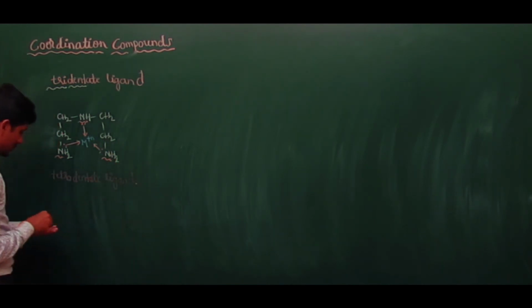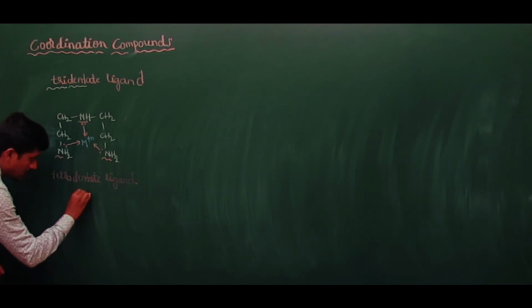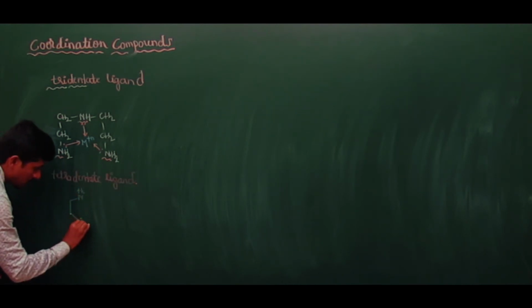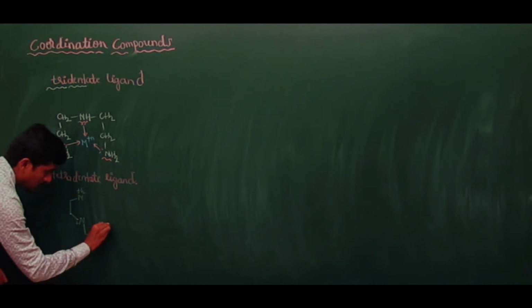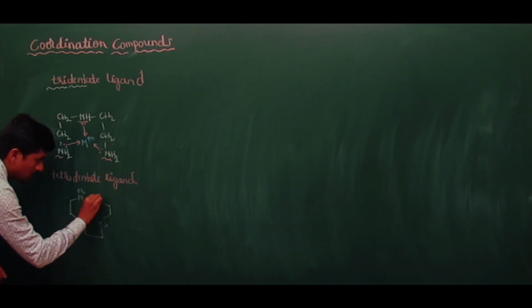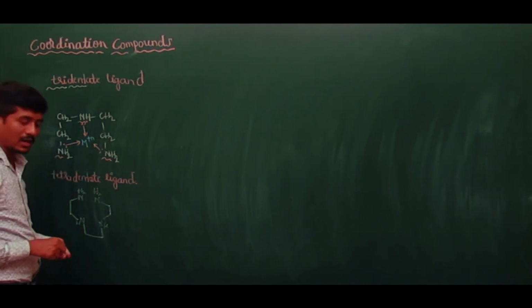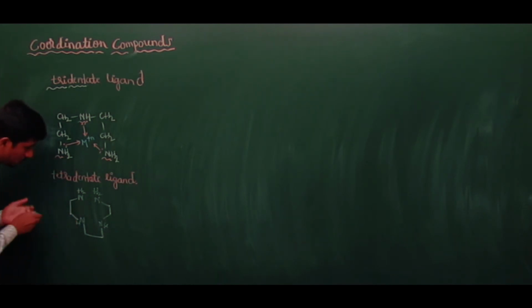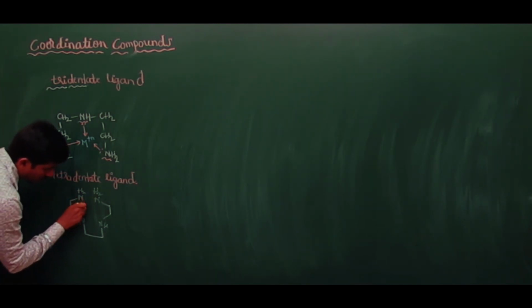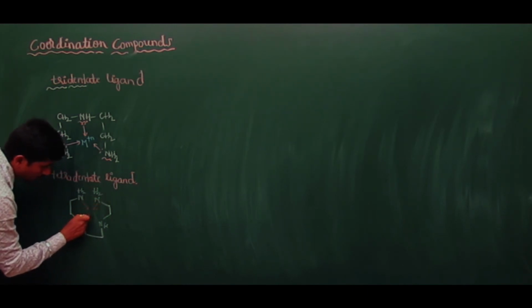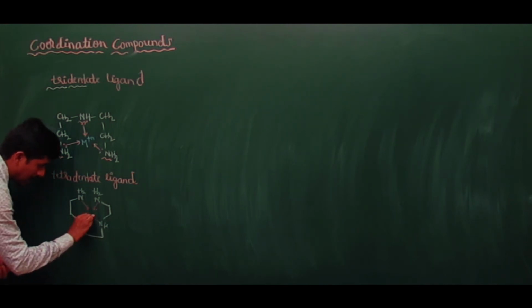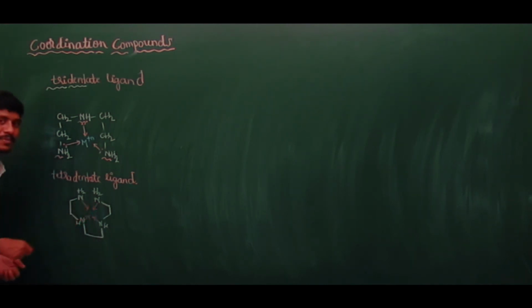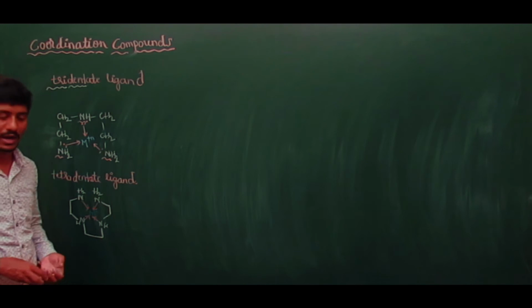Right? Example is NH2. NH2. How many donor atoms? 4. What are those? Nitrogen is a donor atom, right? 1, 2, 3, 4, donating to the central metal atom or ion. This is an example for tetradentate because there are 4 donor atoms.